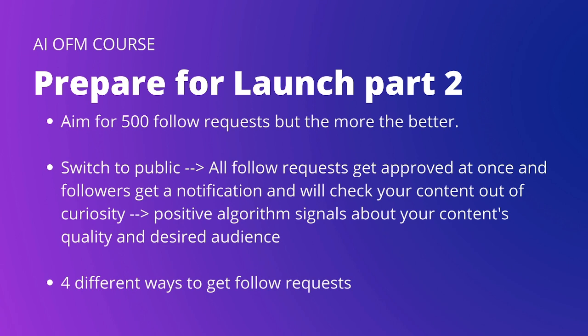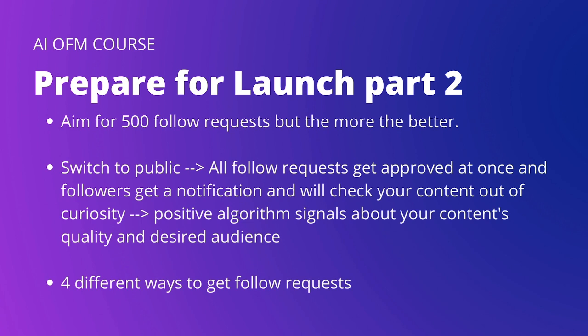Now, remember that we have the account in private. That's for a reason, because this strategy is to engineer an algorithmic boost at the beginning. So you want to have at least 500 follow requests pending. The more the better, of course, but let's have at least 500.